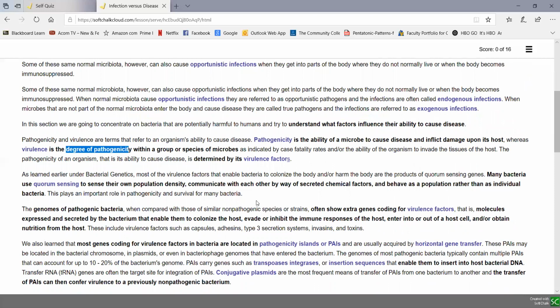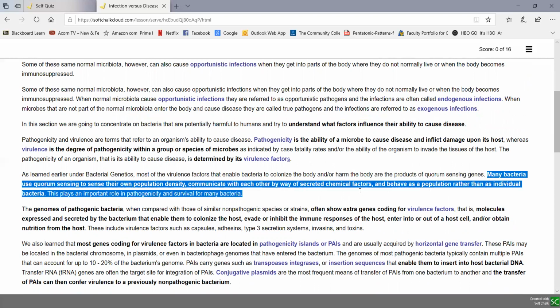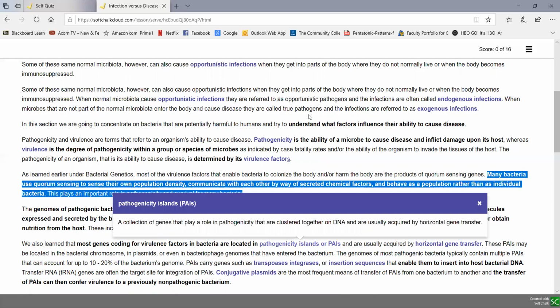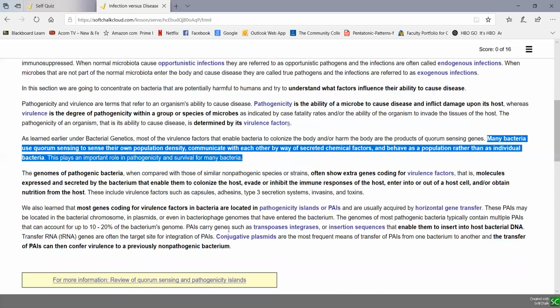Now, we also mentioned back in Unit 2 that many of these virulence factors that enable bacteria to colonize the body and or harm the body are the products of quorum sensing genes. So remember, many bacteria use quorum sensing to sense their own population density. They communicate with each other by means of secreted chemicals, and that allows them to either behave as individual bacteria or as populations of bacteria. And this often plays an important role in pathogenicity and survival of many bacteria.